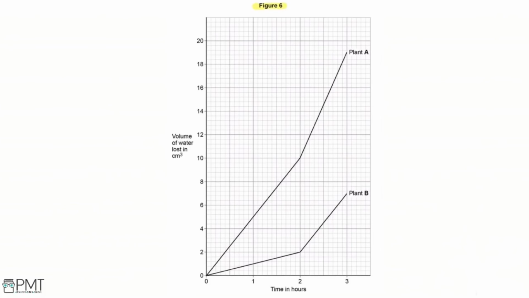So here's figure 6, it's a graph, and we have two lines plotted on it. The above one is plant A and the lower one is plant B. The y-axis represents the volume of water lost in centimetres cubed, and along the x-axis we have time in hours, so it spans from 0 to 3 hours.